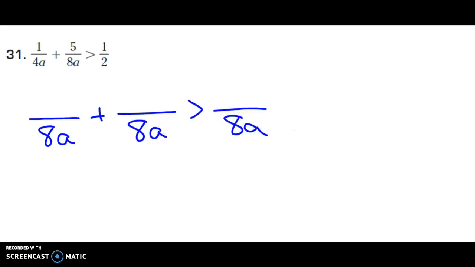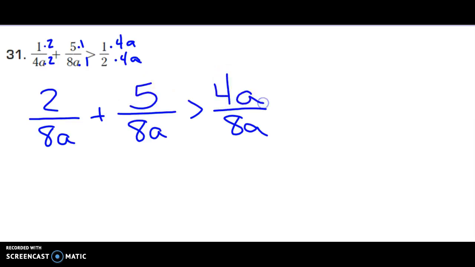And then we're going to figure out what the numerator would be. So I'm going to do that while I pause it. Okay, so I pretty much wrote down what I need to multiply each part by. So 1 times 2 in the numerator is going to be a 2. 5 times 1 is 5, and then that becomes a 4a. Now that all of these are the same in the denominator, you can drop it.